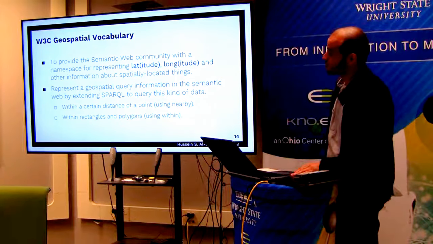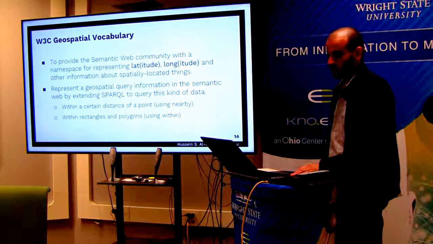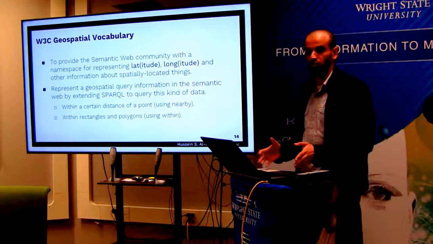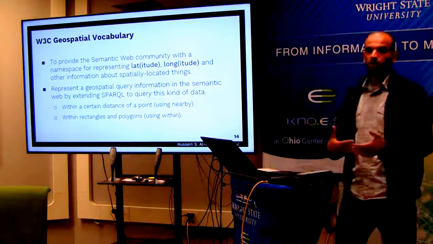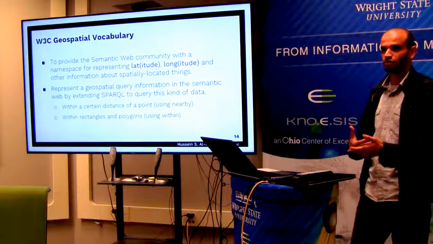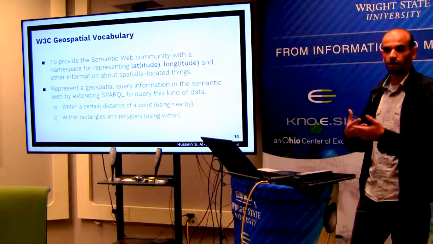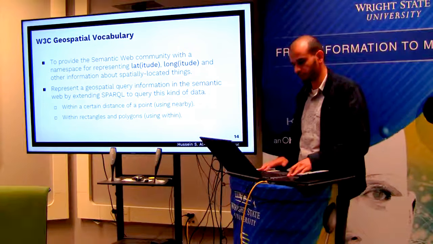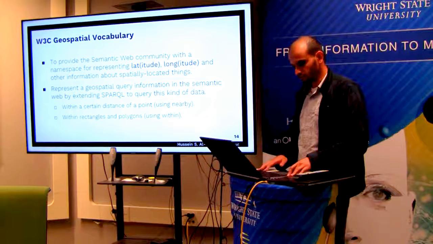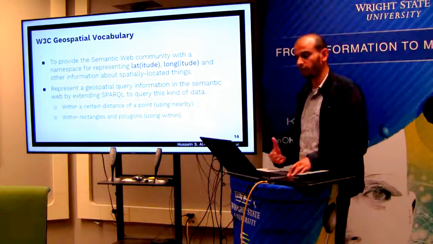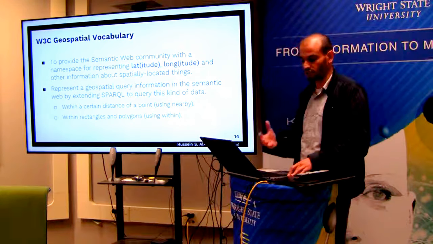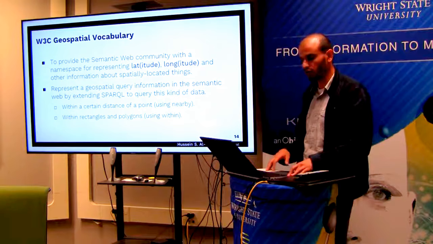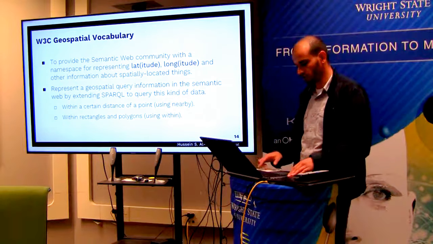So again, about the geospatial vocabulary from W3C, it was designed to provide the semantic web community with a namespace for representing latitude and longitude data and other information about spatially located things. So this vocabulary is designed for us to better facilitate the interoperability of data, right? And to make it more knowledge representation and so on. So we can now, using this kind of vocabulary, ask questions like, within a certain distance of a point, give me all the locations, as we said before. And within a rectangular polygon, can I get all the locations that are within that rectangular polygon?